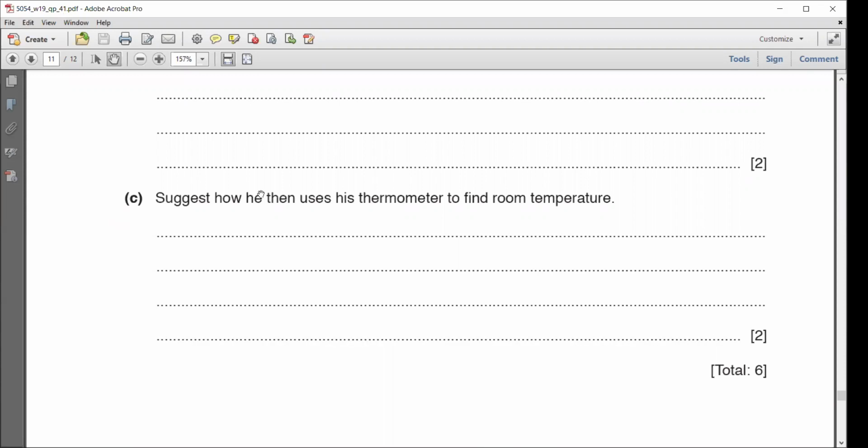Suggest how he then uses the thermometer to find the room temperature. Everyone think. If Yakin can't, then the other students, if you have the idea, you can explain, no problem.